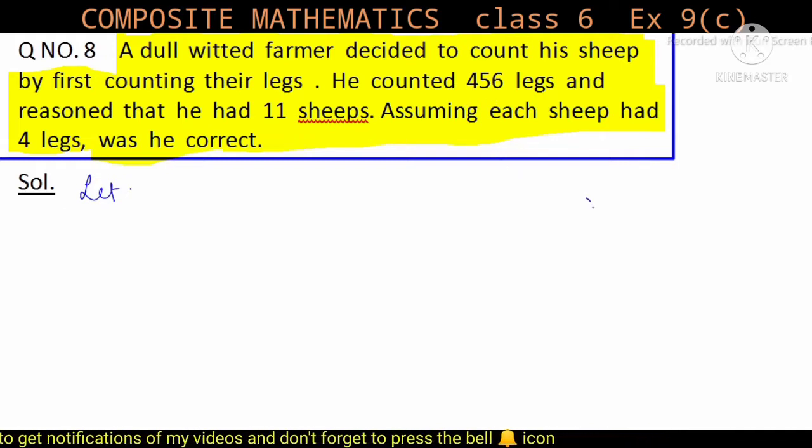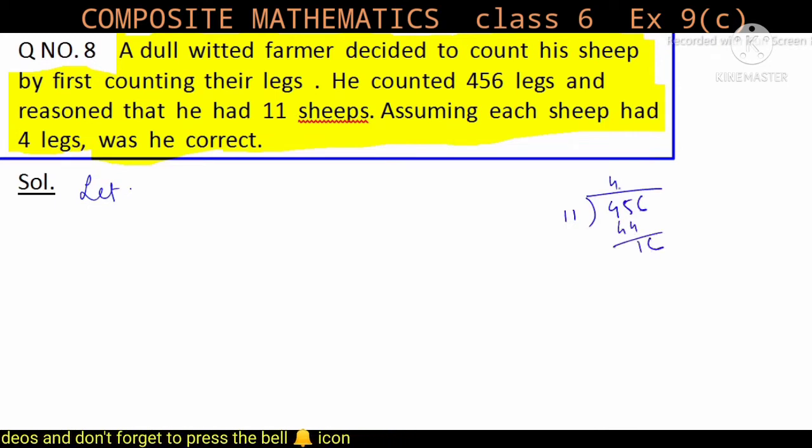So 456 by 11. So 11 4s are 44, 16, 11 1s are 11. So 5 is remaining. That means this number is not totally divided by 11. That means his assumption was wrong.